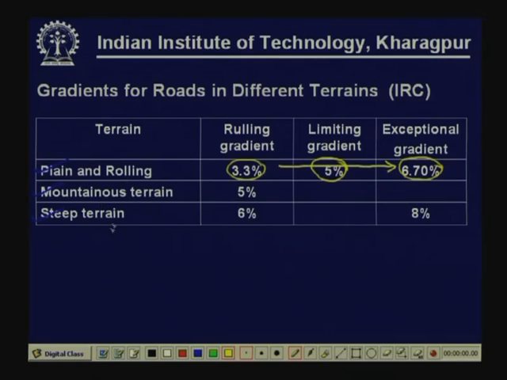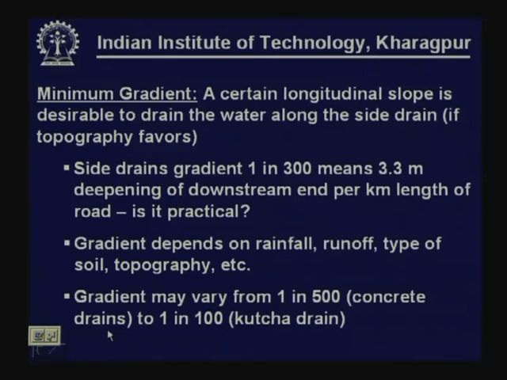Similarly, as the terrain becomes difficult, vertically also the values will increase. So, for ruling gradient in plain terrain the limit is 3.3%, mountainous 5%, and for steep terrain it is 6%. Like that, for different terrain conditions, the limiting values of ruling gradient, limiting gradient and exceptional gradients are given. Now, there is also another type of gradient which is called minimum gradient.